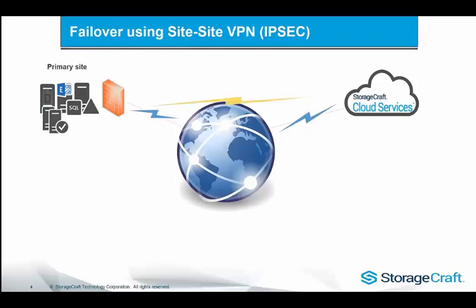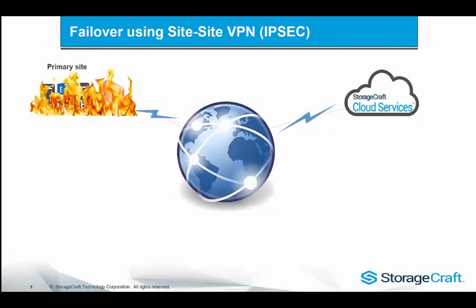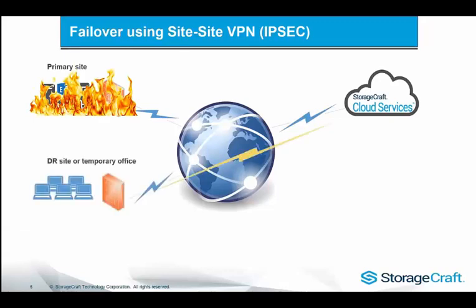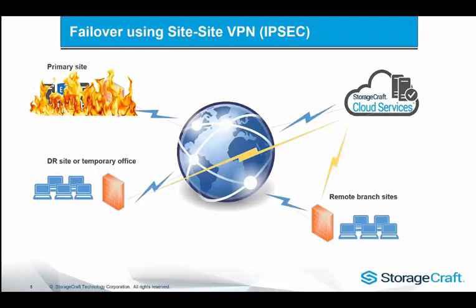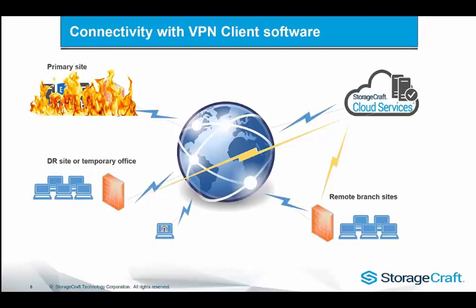However, you could also consider a site-to-site VPN leveraging IPsec to the StorageCraft Cloud. If you had a site-wide disaster, such as a fire, flood, or natural disaster, you could relocate staff to a DR site or a temporary office and set up users behind the firewall for site-to-site connectivity. Any remote branch sites could also be configured to automatically establish a site-to-site VPN. Remote users, perhaps working from home, can use the included OpenVPN client software to connect straight into the cloud network.